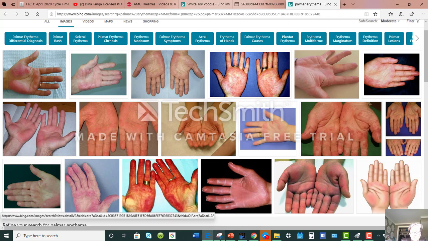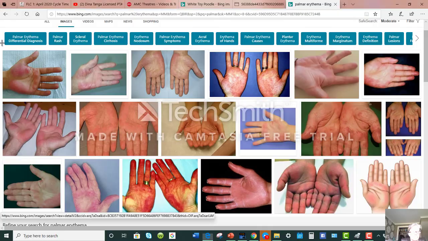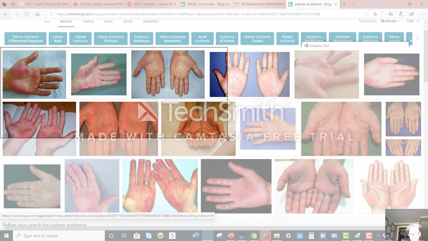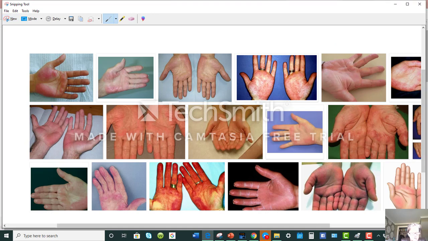Snipping tool, you want to? Because a picture is worth 1,000 words. Right?